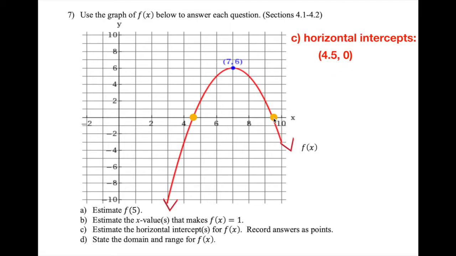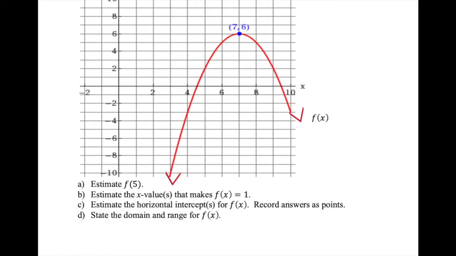Second point is here, its x-coordinate is between 9 and 10. Maybe 9.5. So the second point is (9.5, 0). That's part C. Part D, the domain and the range. If you look at the graph, it's a parabola. So it's a quadratic function picture. So you know the domain and the range from there. So the domain for the quadratic function is everything. So it's negative infinity all the way up to infinity.